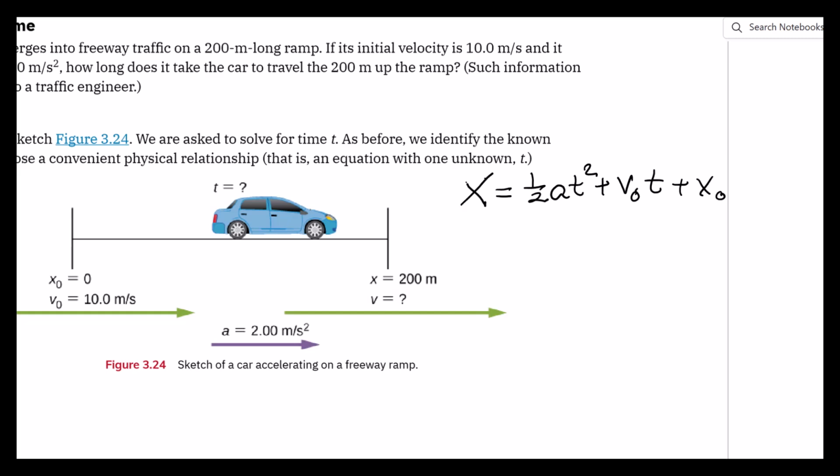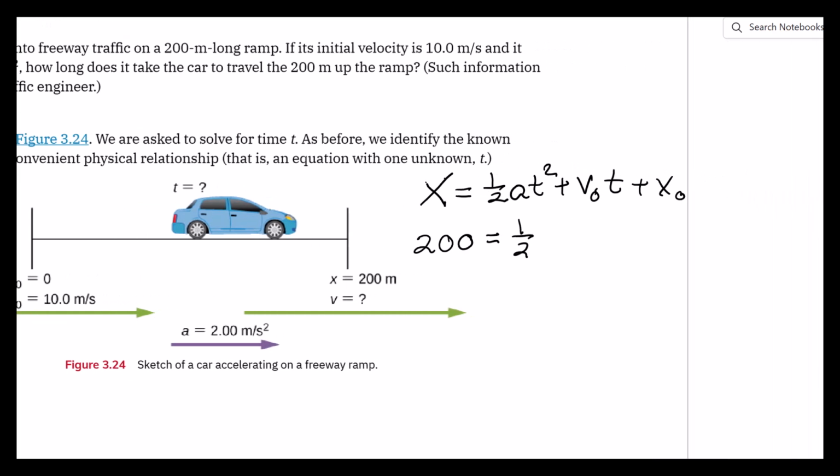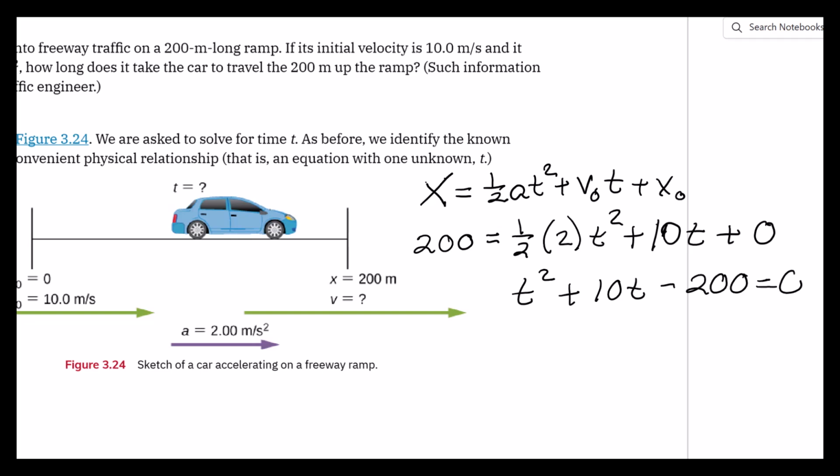Okay, so he ends up traveling 200 meters, and that's 1/2, and is accelerating, so that's positive 2 times t squared plus v naught. His initial velocity is 10, and again, unknown time, plus the initial position. We'll just set that to be 0. So basically I have t squared plus 10t minus 200 equals 0.